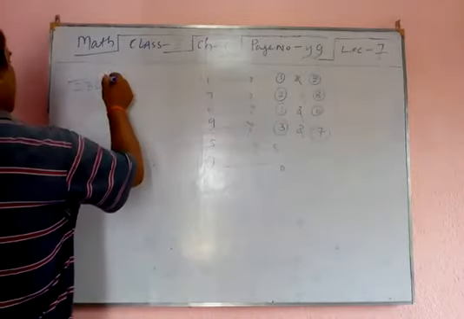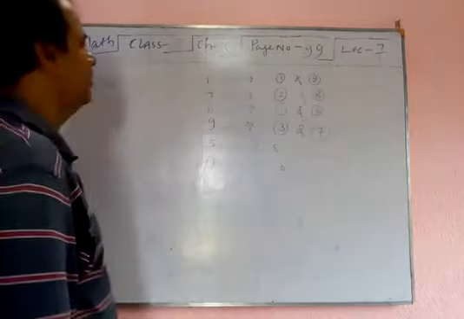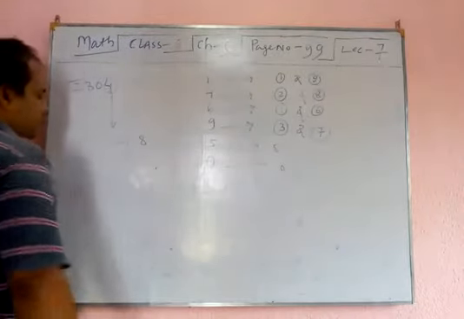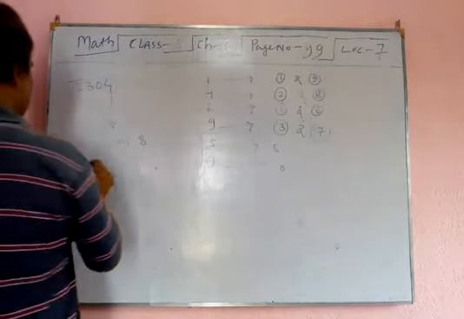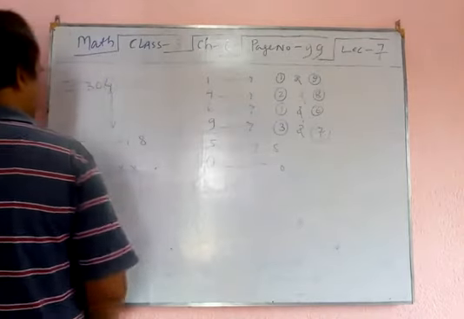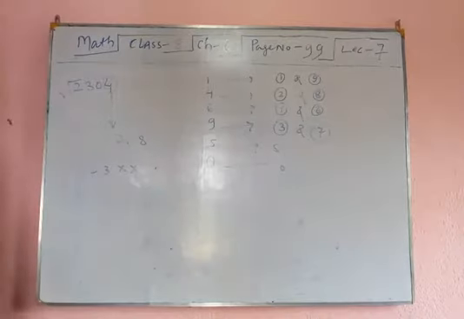2304. So here at the unit place, we can see a 4 is there. So either 2 or 8 is possible here. Either 2 or 8 is possible. So then 23 is there. So we will strike out 04. Now we will see here.